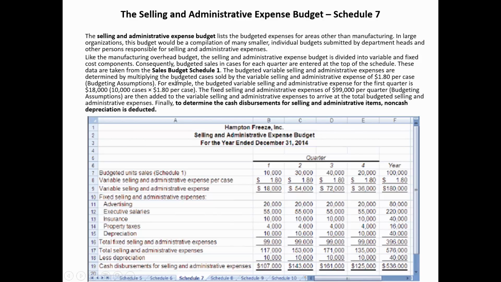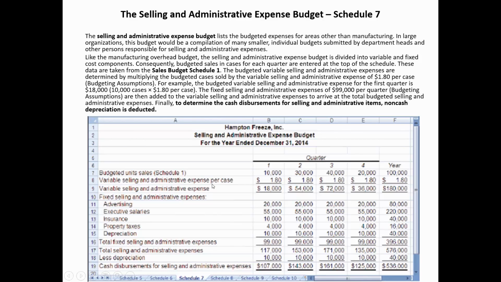All right, so let's look at this. Since we need to do a variable portion, we're going to have to look at our budgeted unit sales in order to look at how to calculate our variable portion. So here is each one of the cases. Now this is from Schedule 1. This is just total cases. This isn't ending inventory and all of that sort of stuff because this is calculated separately. It's just based upon what they're expecting to sell. So this is selling and administration. So it's focused in on what they expected to sell. So 10,000 cases, 30,000, 40,000, 20,000 for the year, 100,000.